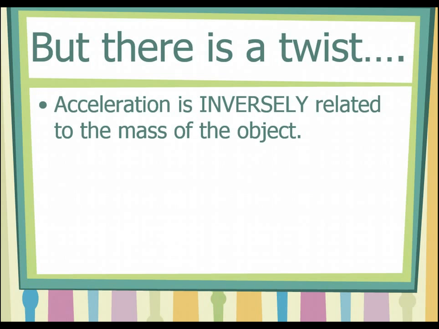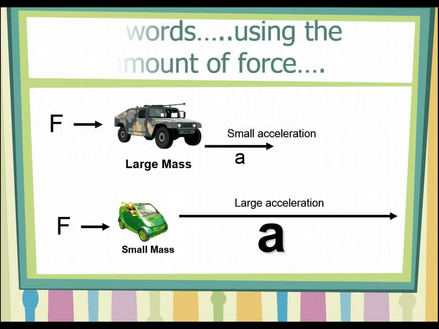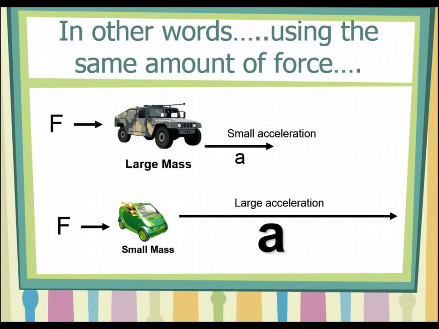Acceleration is inversely related to the mass of the object. And that kind of makes sense, right? Using the same amount of force, a large object is going to have a small acceleration, and a small object would have a large acceleration. That makes sense because we talked about it earlier that a heavy object is harder to push than a smaller object.